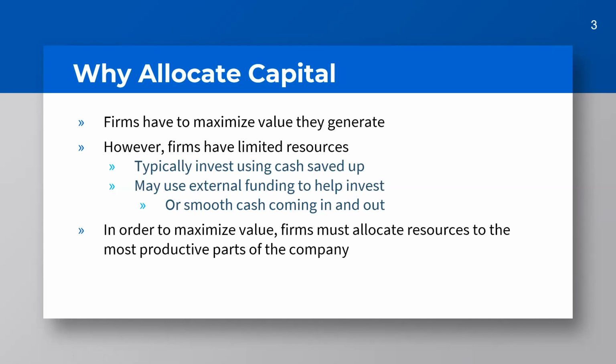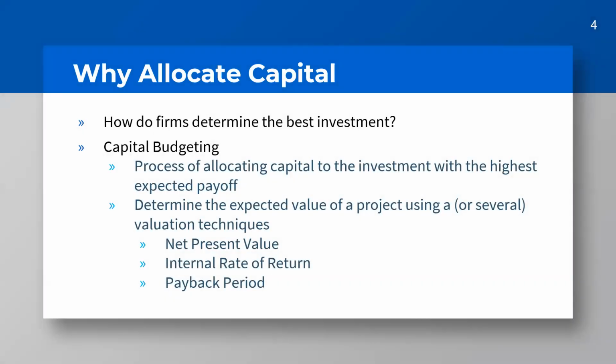So the best way that we can do this, and this is going to be the most important role of the finance arm in a company, is to evaluate how those resources can be most effectively allocated. And the way of doing that is through capital budgeting. And this is the process of allocating capital to the investment with the highest expected payoff. Right. So in other words, we have a limited amount of money. So we're trying to figure out how we allocate that money across investments with the highest expected payoff.